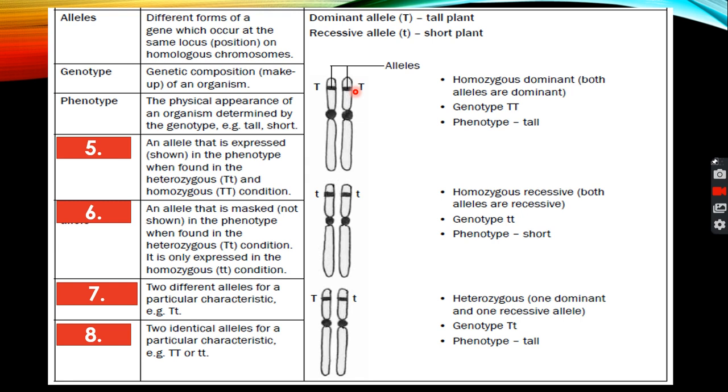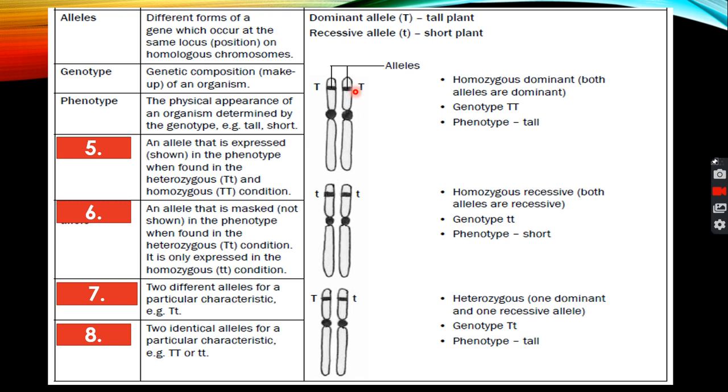And then if you want to express a phenotype, then what is a phenotype? A phenotype is then the physical appearance of an organism. So for the plant, the genotype is big T small t or big T, those are the letters. So then from big T small t, what would you get? You would get a plant that is tall, or you would also get a plant that is short as well, if you have small t.